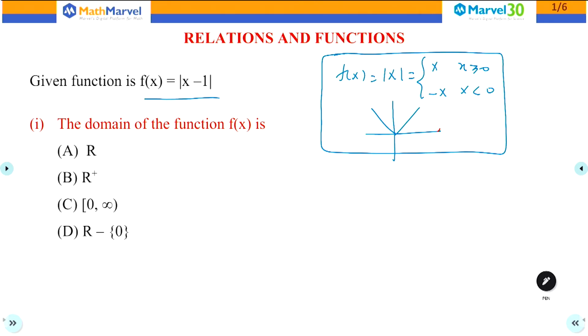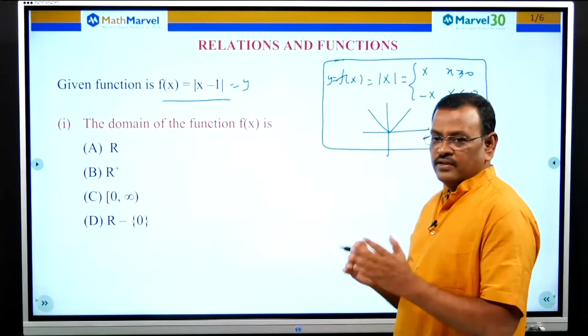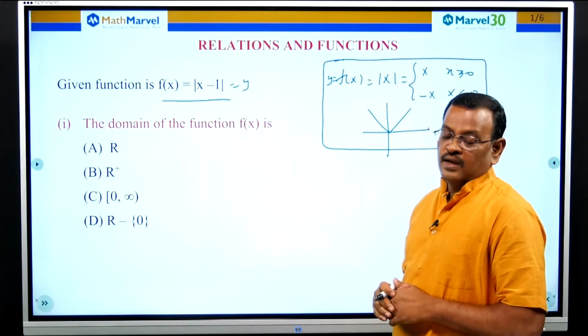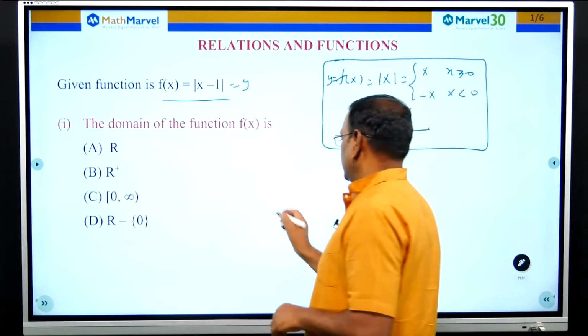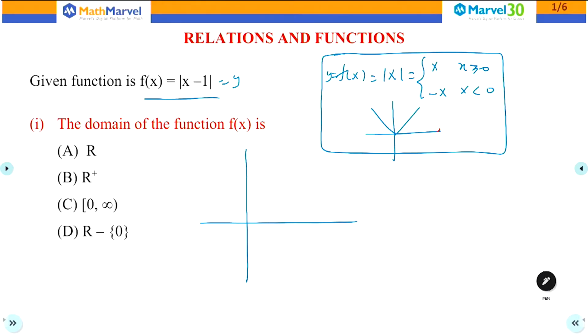But here the given function is mod of x minus 1. It is the same graph, the only difference is that here when x equal to 0, y equal to 0. Here, for what value of x does y become 0? Only when x equal to 1. The same graph moves to the right along the x axis by 1 unit, and that is the graph of mod of x minus 1. When x equal to 1, y is 0.